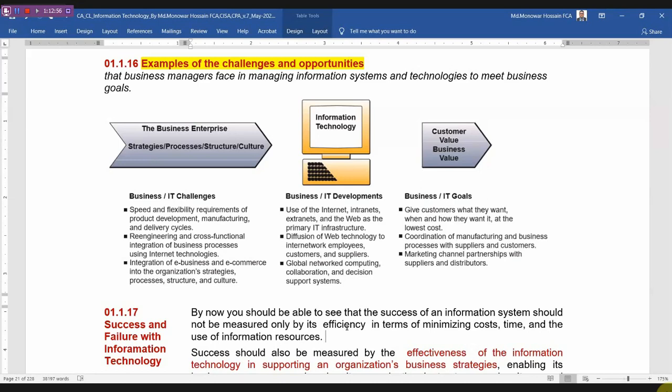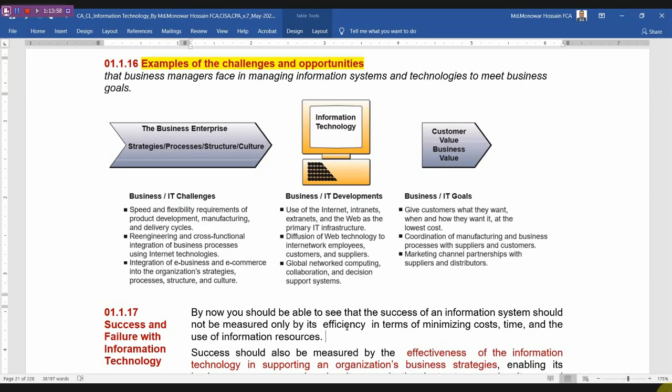And for the business enterprise, that means strategy, speed, and flexibility requirements for product development, manufacturing, and delivery cycle. That means within the supply chain, re-engineering and cross-functional integration of business processes using internet technology, and integration of business and e-commerce into the organization's strategy, process, structure, and culture. And also the information technology challenges within the IT division: development, use of the internet, external web, and IT infrastructure, differentiation of web technology and internet employees, etc., global network computing, collaboration, and decision support systems, etc. This is the challenge, and also the opportunity.